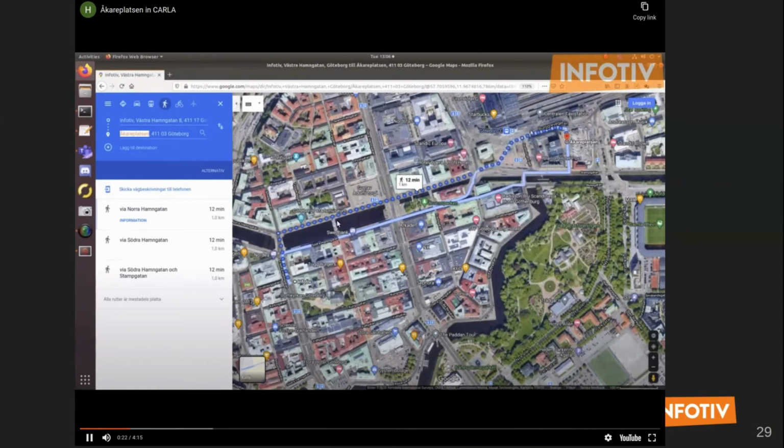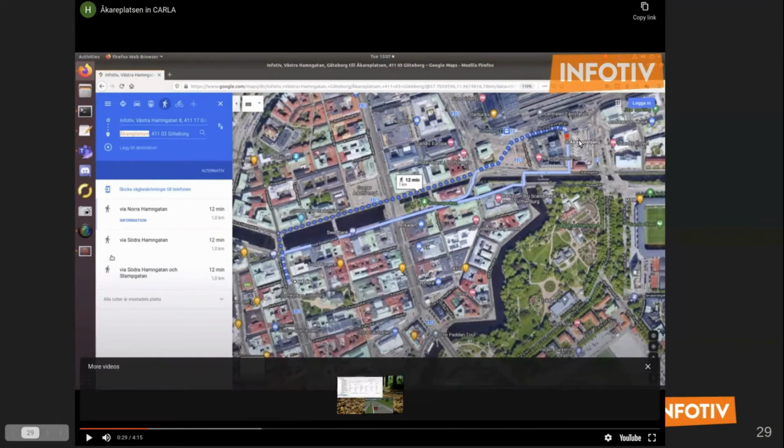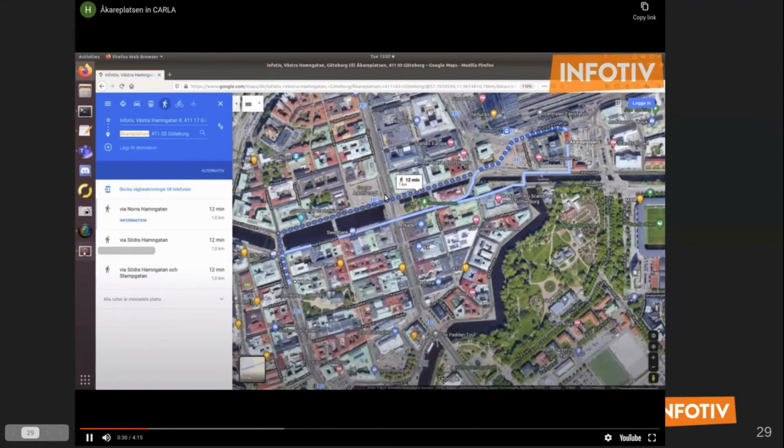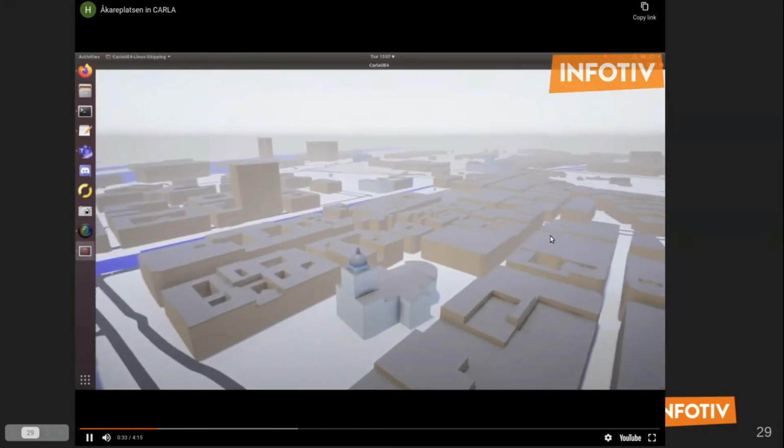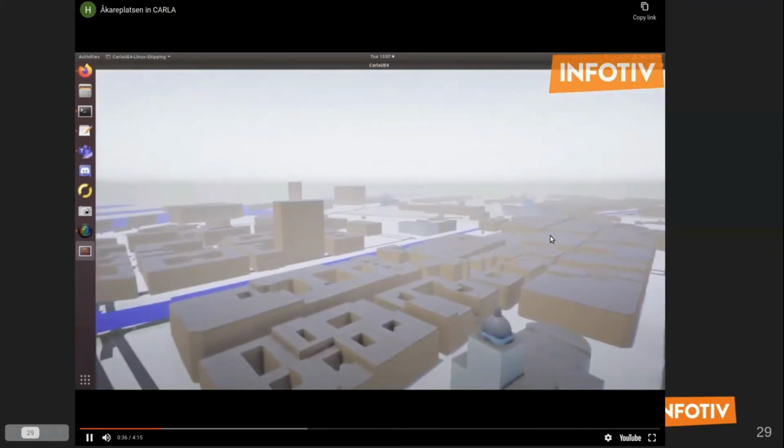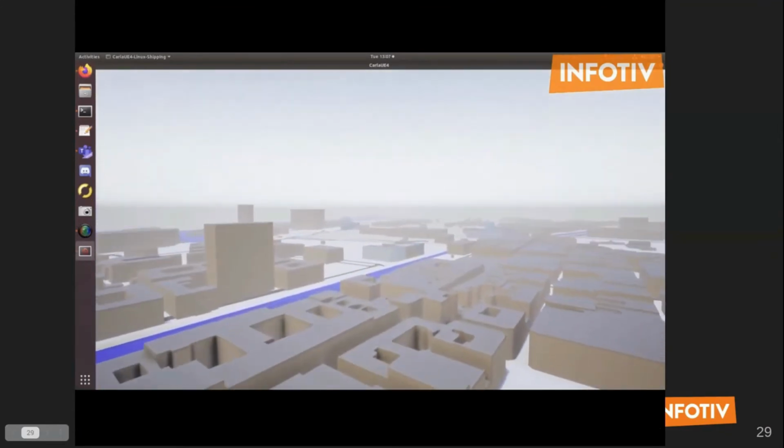And if you walk across the canal, you can go to Åkerplatsen, and there is a Clarion Hotel here. The picture, the video that I showed you, was taken from this Scandic Crown building. So here is the 3D model of basically part of the city.